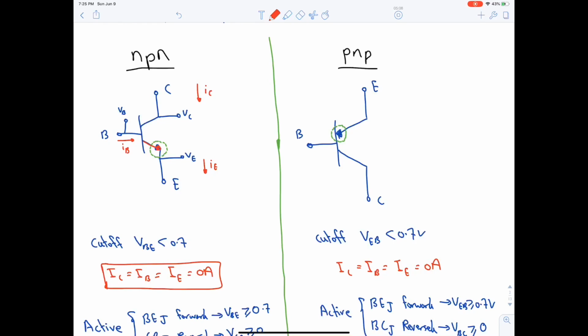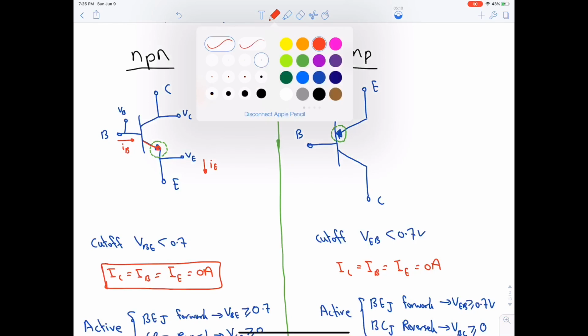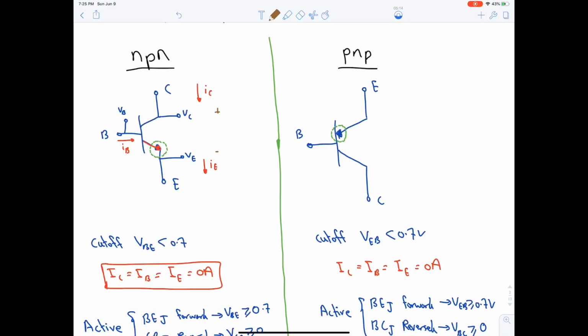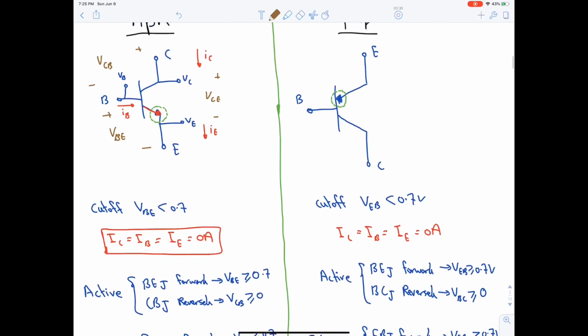Now the voltage drop between this point and this point is called VCE. The voltage drop between this point and this point is called VBE. And lastly, the voltage drop between this point and this point is called VCB. Note that we are always having voltage drops that are positive on the upward side and negative on the lowest part.